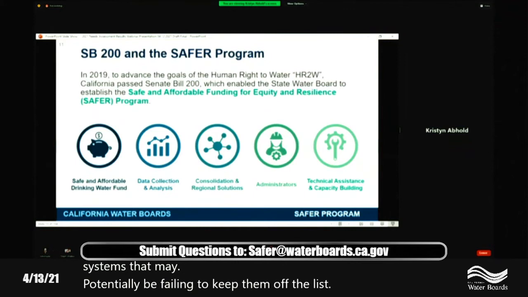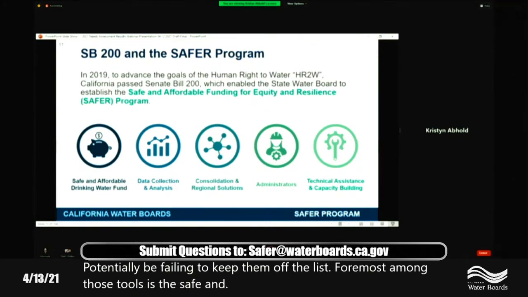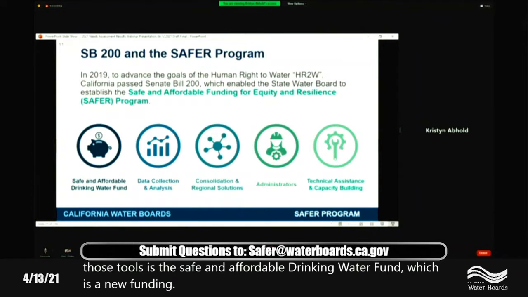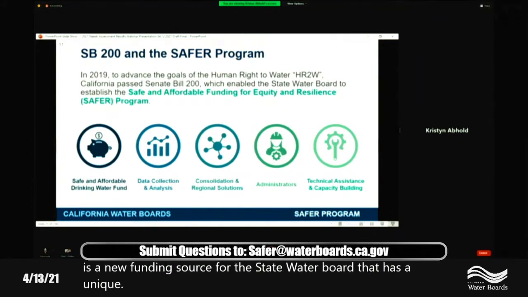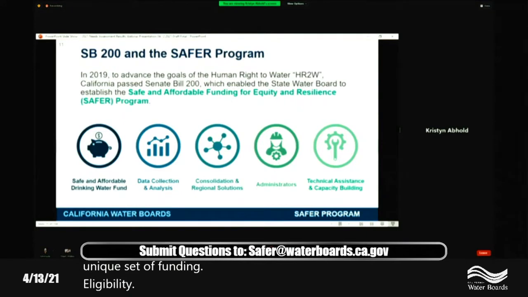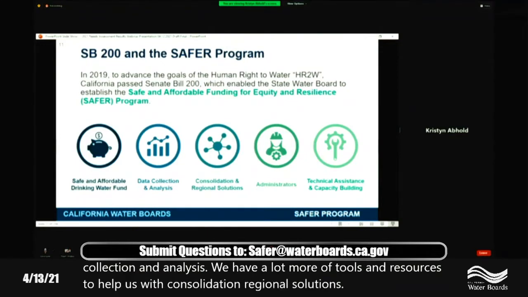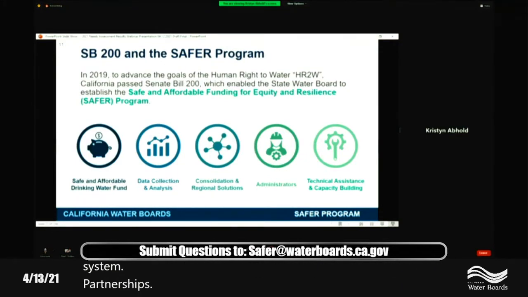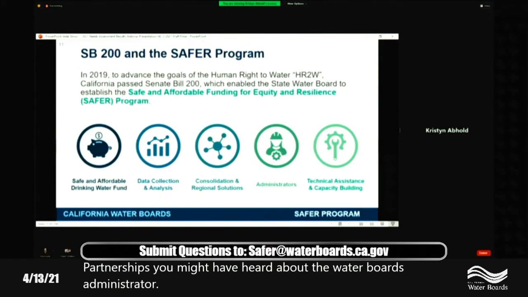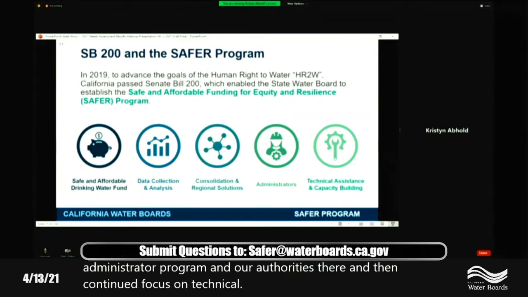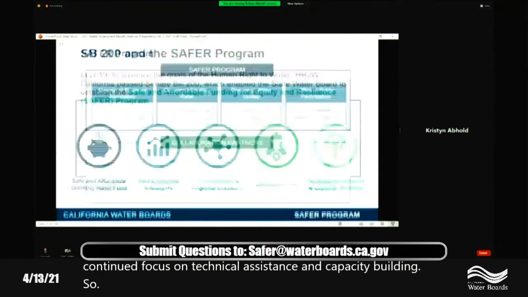Foremost among those tools is the Safe and Affordable Drinking Water Fund, which is a new funding source for the State Water Board that has a unique set of funding eligibilities. We have new programs under the SAFER umbrella for data collection and analysis. We have a lot more tools and resources to help us with consolidation, regional solutions, and water system partnerships. You might have heard about the Water Board's Administrator Program and our authorities there. And then, continued focus on technical assistance and capacity building. So we're doing a lot underneath the SAFER umbrella.